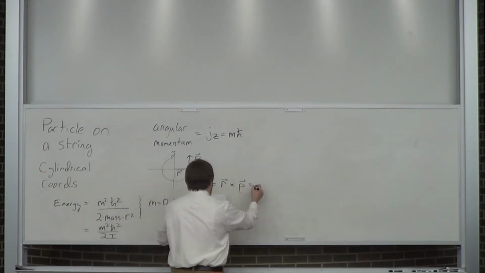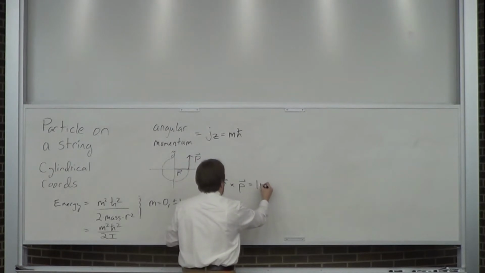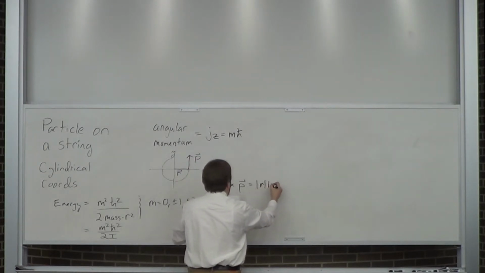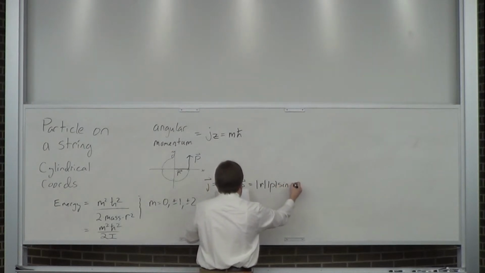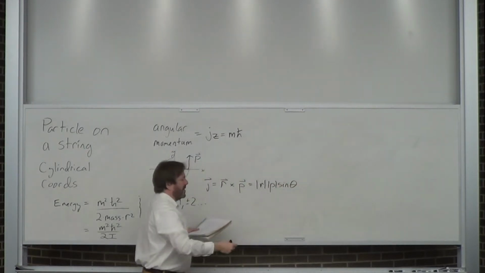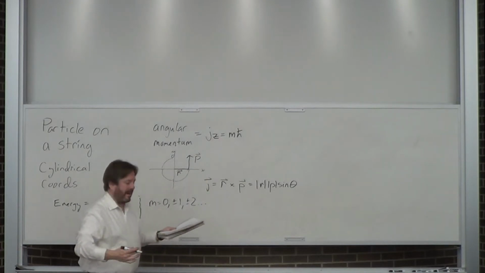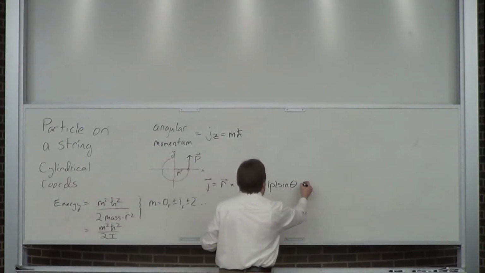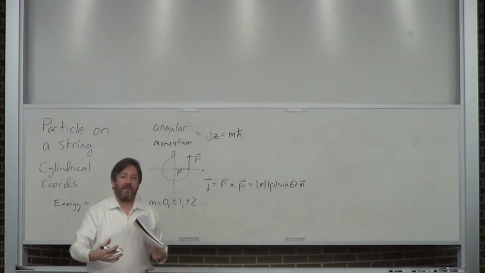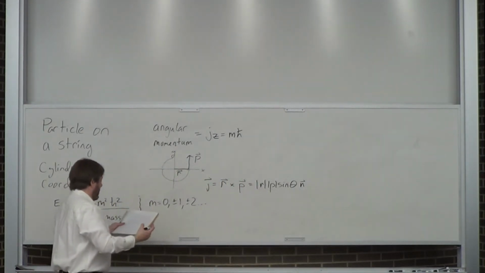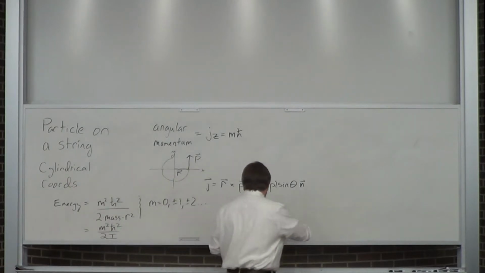Oh, you know what? Let me remind you. Remember this formula for the cross product? The absolute value of the vectors times the sine of the angle between them. Sine of 90 degrees, because these are always at 90 degrees, is 1. And then, of course, the normal vector as determined by the right-hand rule, which we know to be in the z direction. However, is it plus or minus?